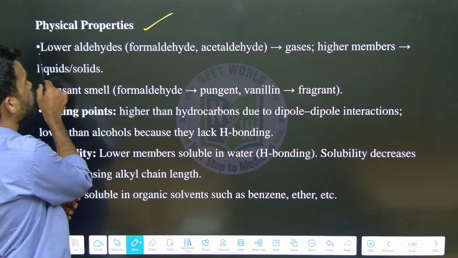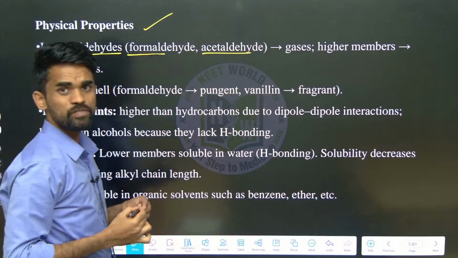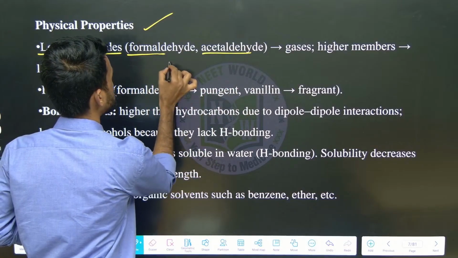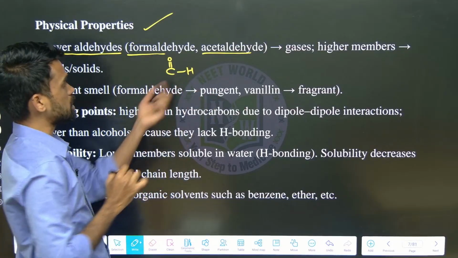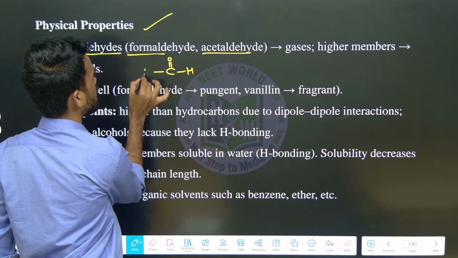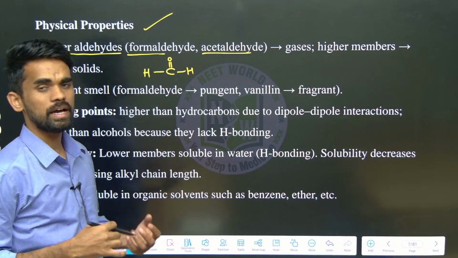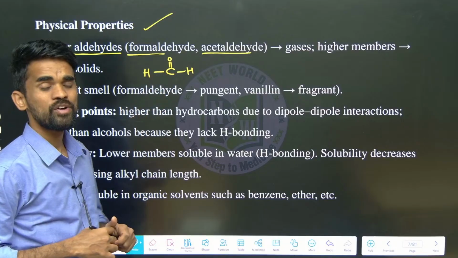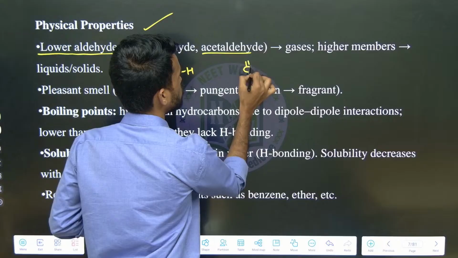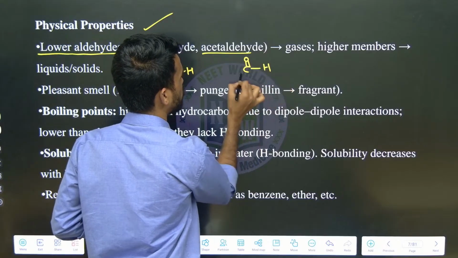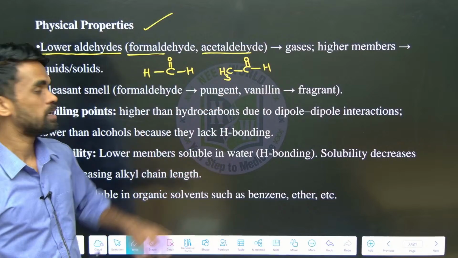Lower aldehydes like formaldehyde and acetaldehyde. What is the structure of formaldehyde? You just write C double bond O with hydrogen. This is the aldehydic functional group. If both sides are hydrogens, then you should call it formaldehyde. Now acetaldehyde means you write the aldehydic functional group with one carbon, so a methyl group is there. That is acetaldehyde.